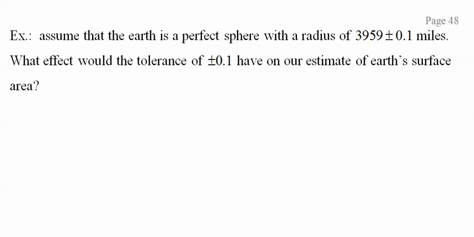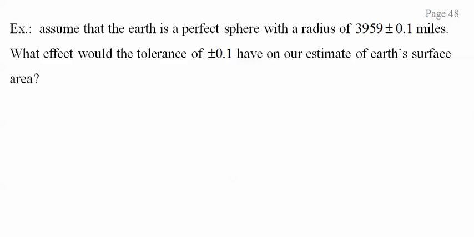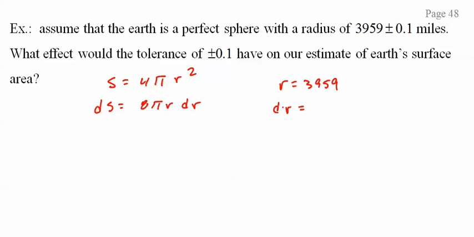So here we go again. Assume that the Earth is a perfect sphere. With the radius of this, what effect would the tolerance have on our estimate of Earth's surface area? Surface area equals 4 pi r squared. dS equals 8 pi r dr. R equals 3959. dr, this bothers people, equals 0.1. We do not have to account for the plus or minus.